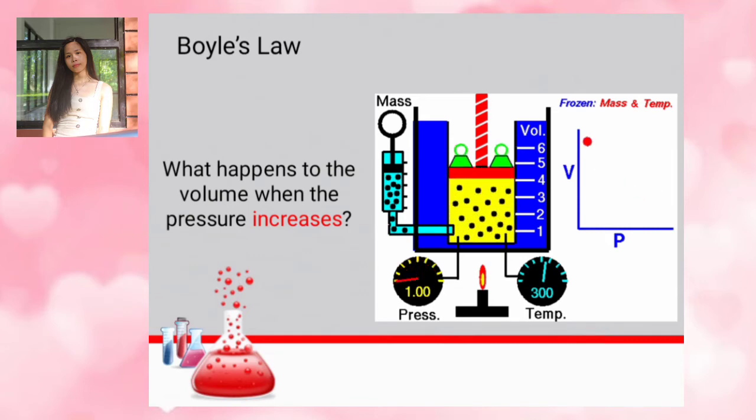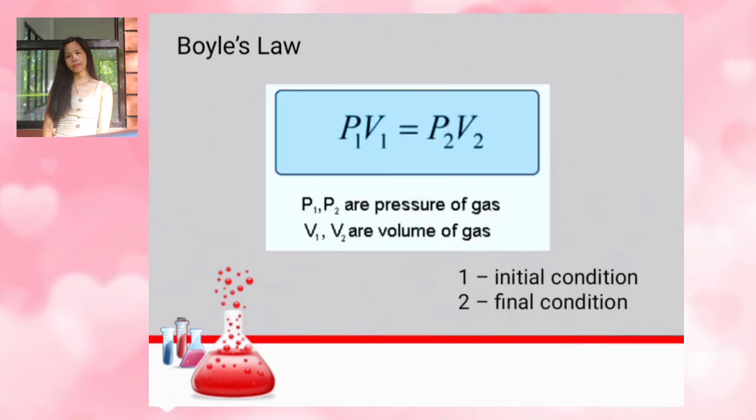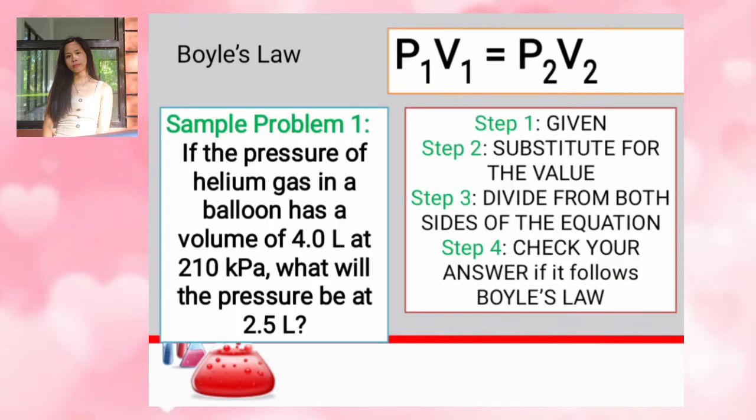What happens to the volume when the pressure increases? Di ba makikita natin na yung volume and pressure ay nagbabago. This is the equation of Boyle's law. P1V1 equals P2V2. P1 and P2 are the pressure of gas. V1 and V2 are the volume of gas. 1 is initial condition, 2 is final condition.